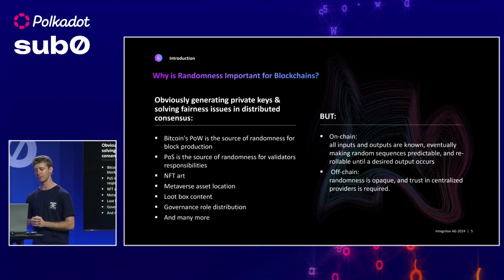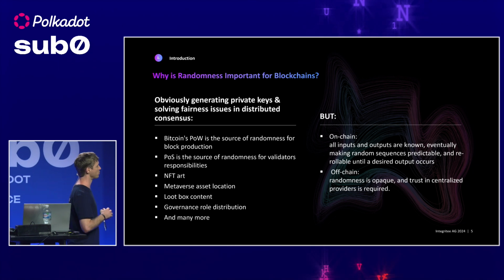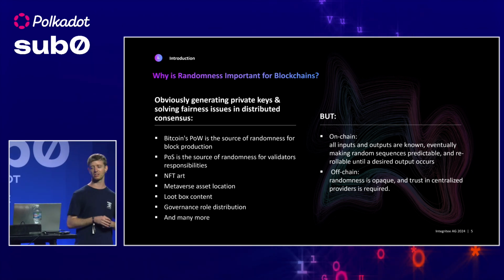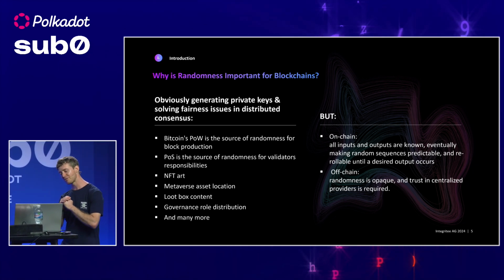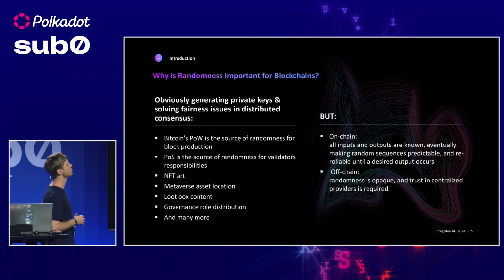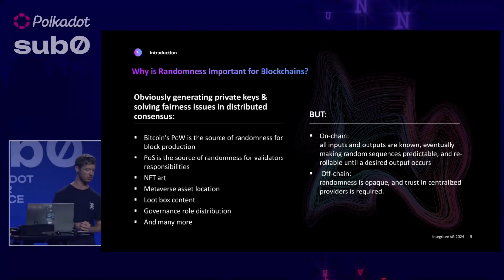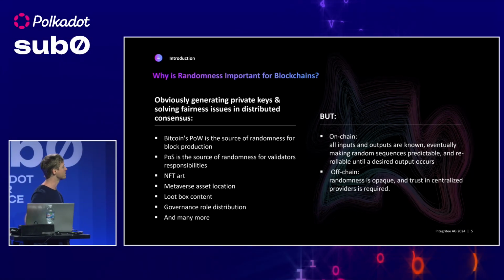However, on-chain, all inputs and outputs are known. This makes random processes or random sequences eventually predictable, rerollable until a desired output occurs. There are mitigations against this, but this fact can never be completely erased. And off-chain, we have another issue. The randomness is usually opaque. Trust in a centralized provider is needed. Or if we take Chainlink as an example, which runs on oracles, their service is extremely expensive. For their Ethereum randomness, verifying the randomness of the source costs you almost $200 US, where we provide it at a few cents.